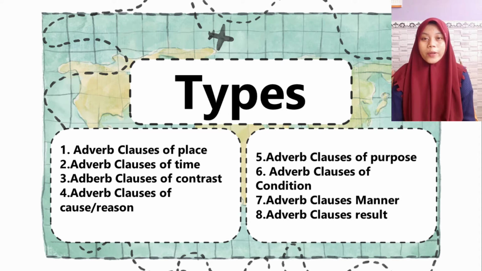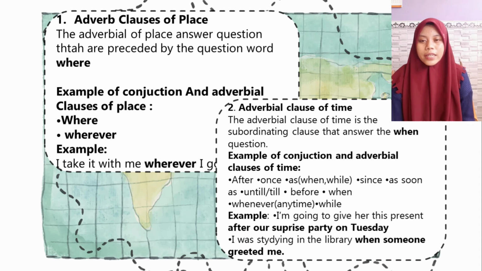Okay, I'm Saida Hundianti. As the first presenter, I would like to explain to you about the types of adverbial clause. The first is adverbial clauses of place. The adverbial of place answers questions that are preceded by the question word where.